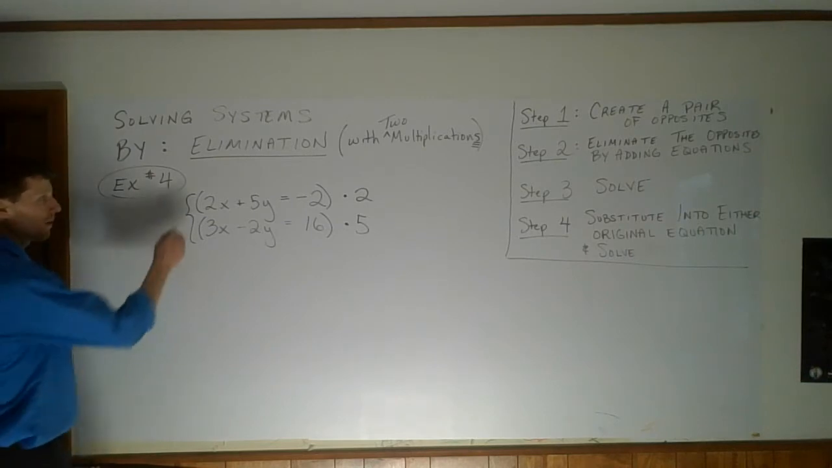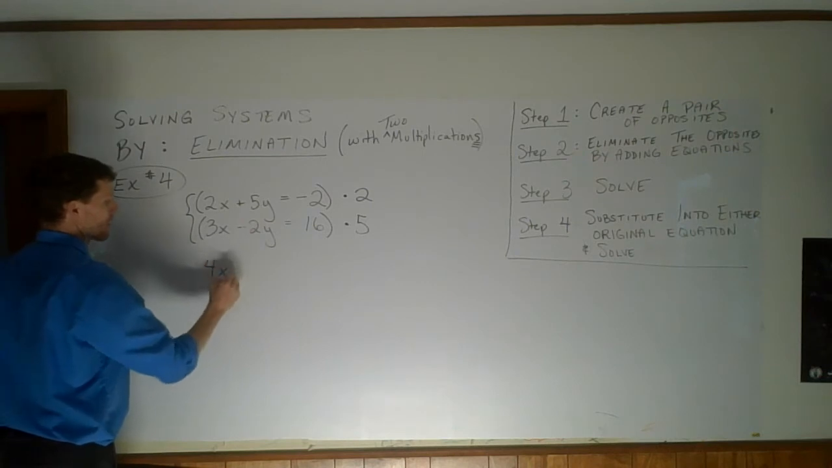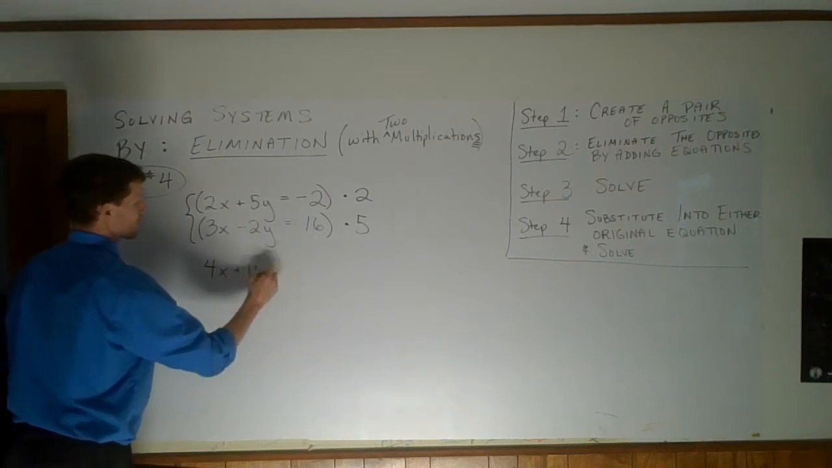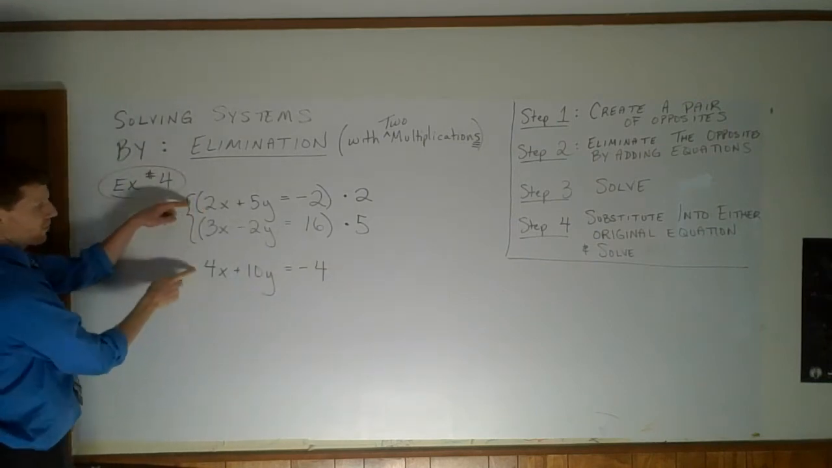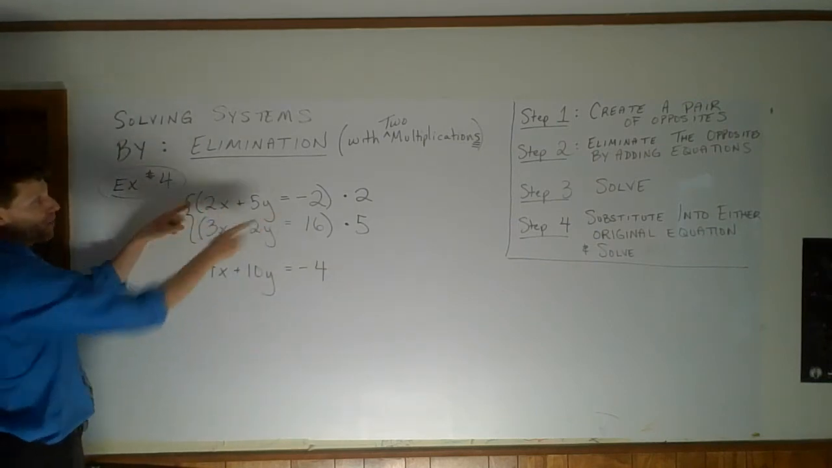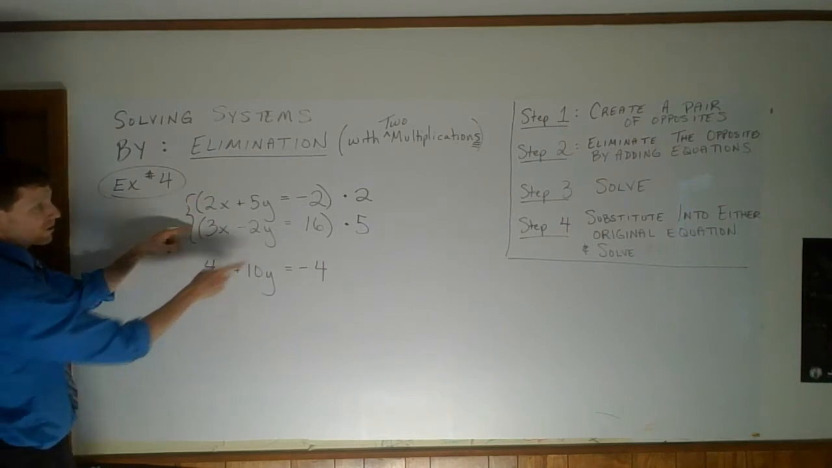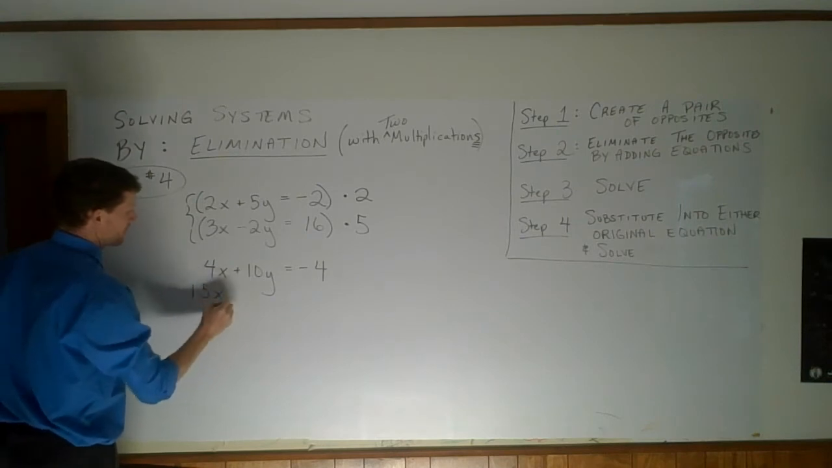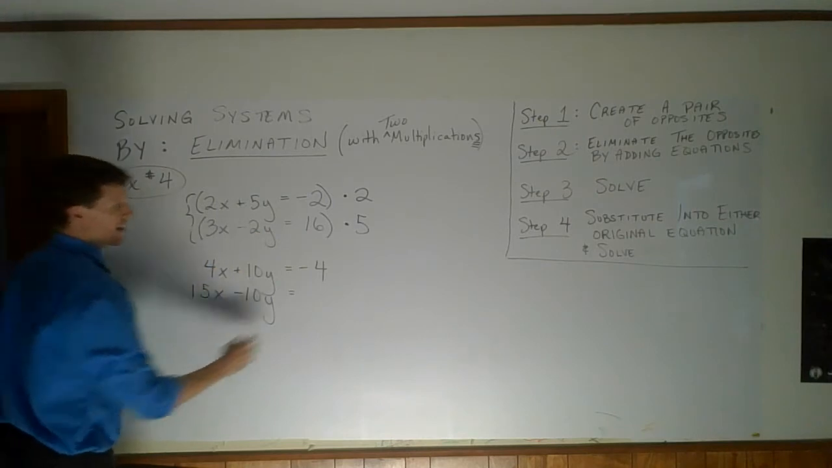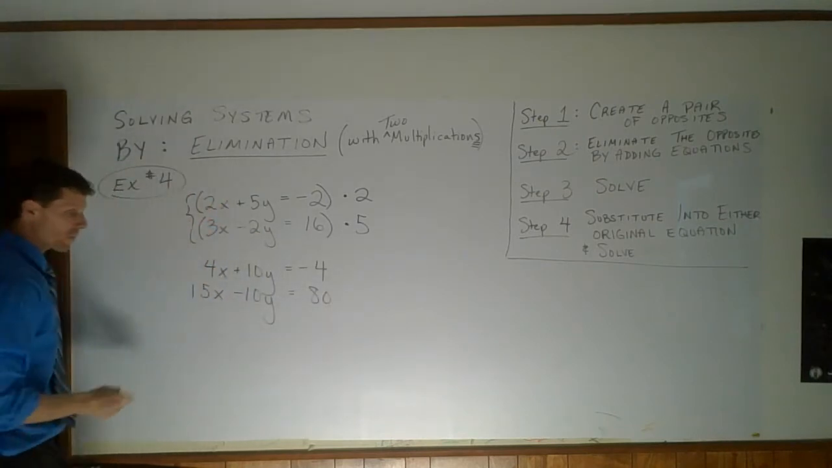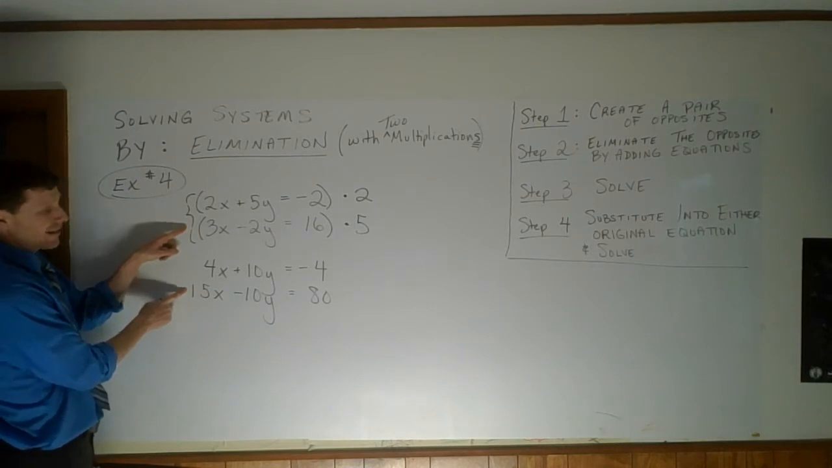What happens? Well, this top equation, the 2 gets multiplied by everything, so it becomes 4x plus 10y equals negative 4. Take a look at that. Make sure you follow. All three parts multiplied by 2. Now the next equation, all three parts multiplied by 5. 15x minus 10y and 80. Double check that, make sure my math is right. 3 times 5, 2 times 5, 16 times 5.